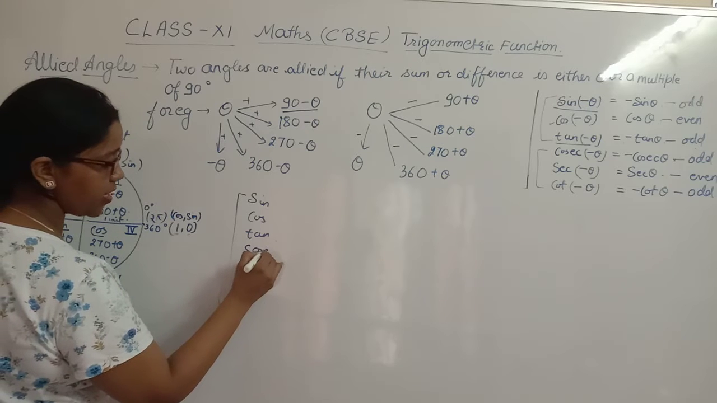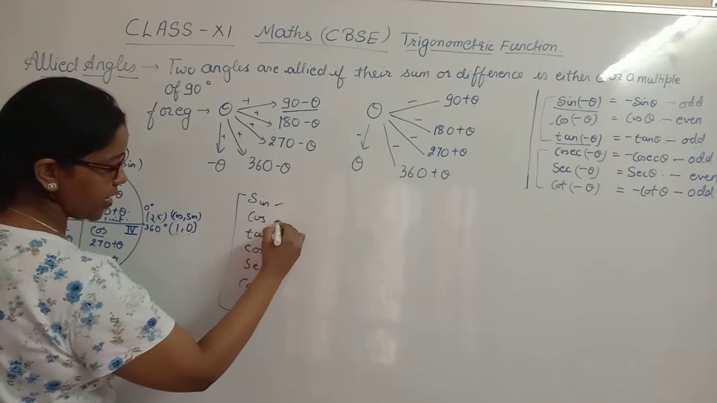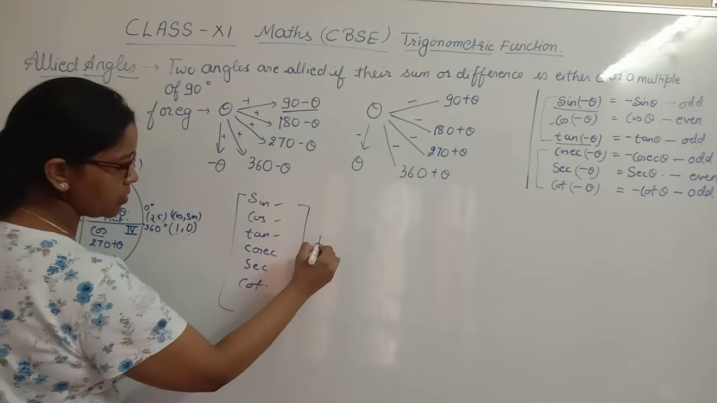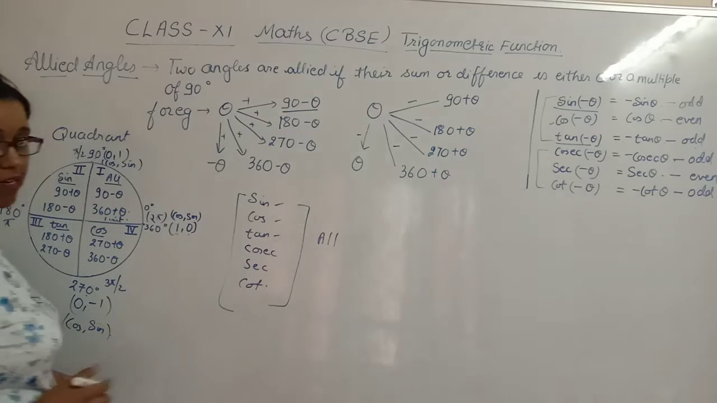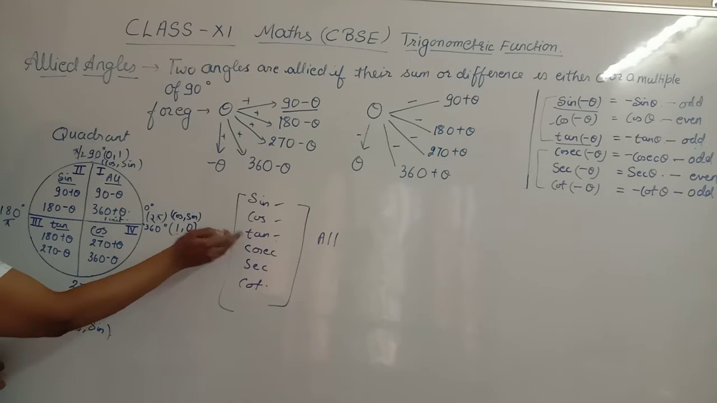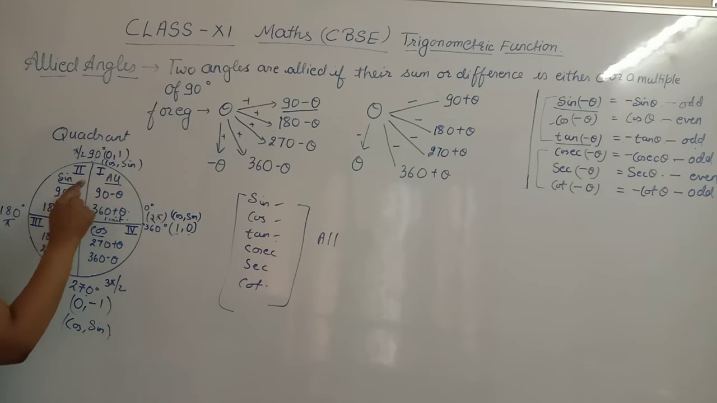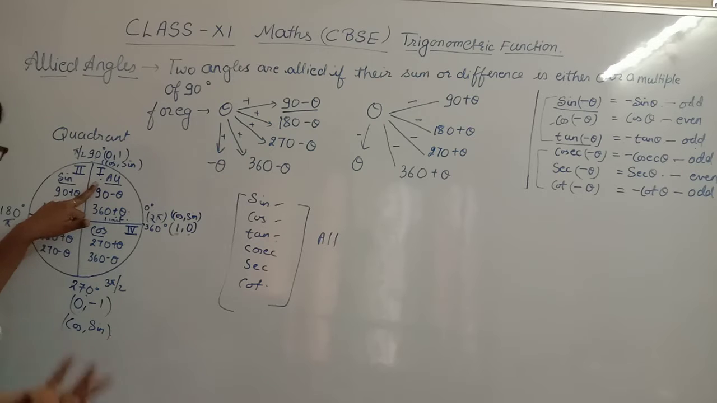This is cosec, sec and cot. Sine, cos, tan, and this all means these complete six trigonometric functions. So this quadrant we have divided into these three and also all. Like here first quadrant, second quadrant, third quadrant and fourth quadrant. Here in the first quadrant, all the six trigonometric functions are positive. The values of all the six trigonometric functions are positive.